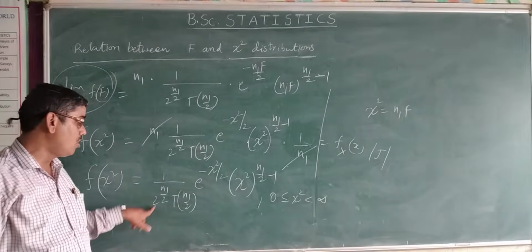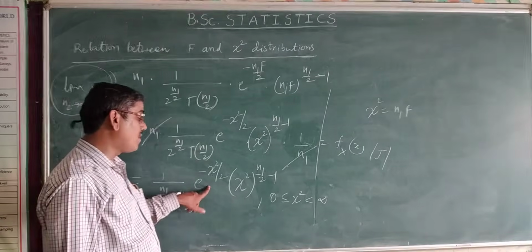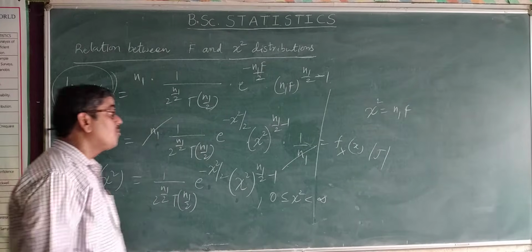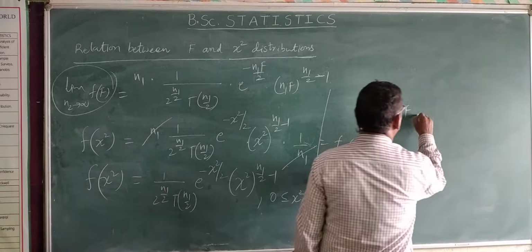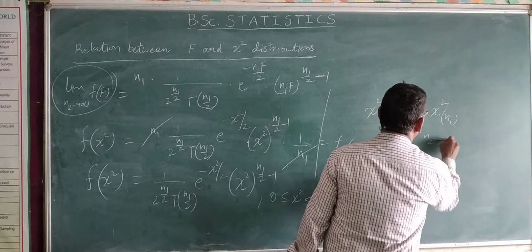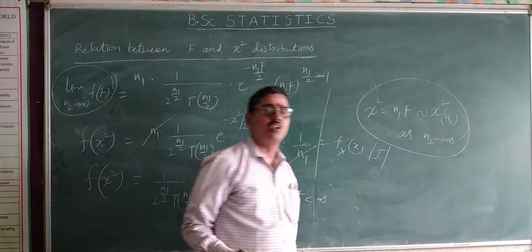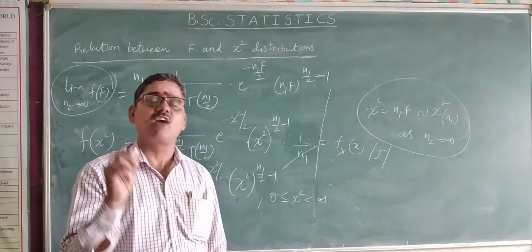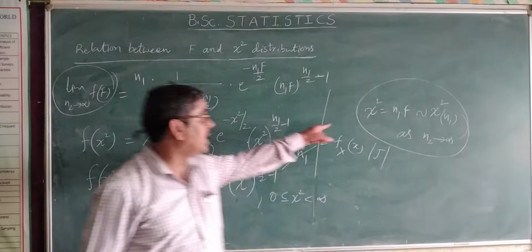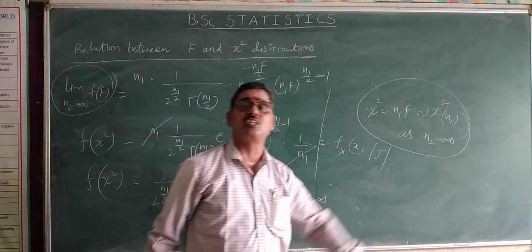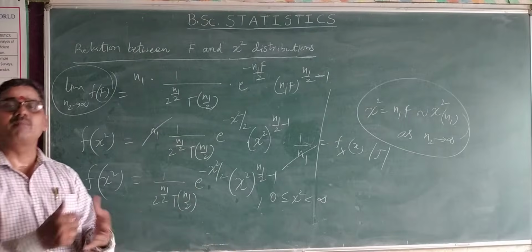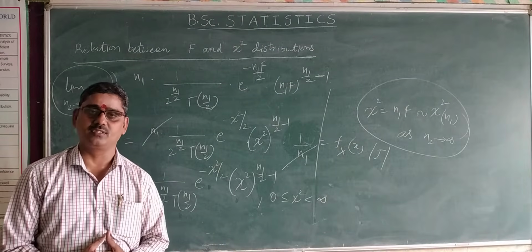This is the probability density function of the chi square distribution: 1 by 2 power n1 by 2 gamma n1 by 2, e power minus chi square by 2, chi square whole power n1 by 2 minus 1. Therefore, chi square equal to n1f follows a chi square distribution with n1 degrees of freedom as n2 tends to infinity. In the F distribution with n1 and n2 degrees of freedom, when n2 tends to infinity, chi square equal to n1f follows a chi square distribution with n1 degrees of freedom. This is the relation between the F and chi square distributions. Thank you.